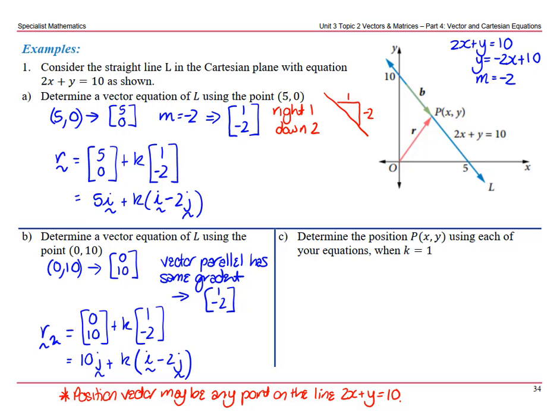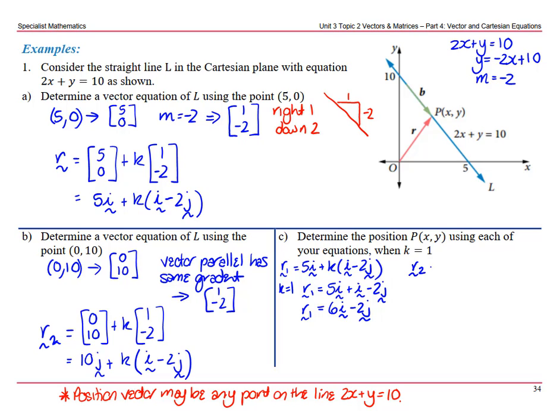Last part, determine the position P_xy using each of your equations when k is 1. So my first equation was 5i + k(i - 2j). So when k equals 1, I have R1 is going to be 5i + i - 2j, which is 6i - 2j.